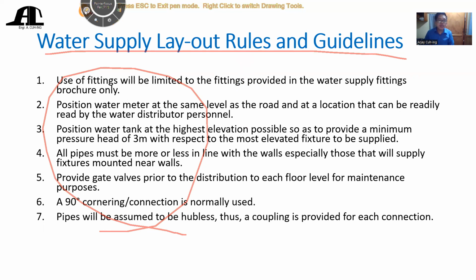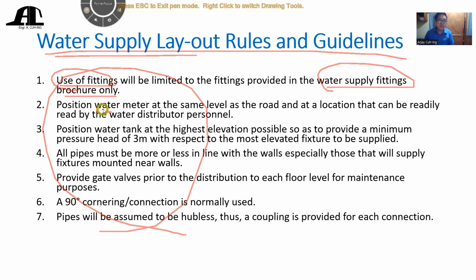Okay? So what are our rules, class, in terms of water supply layout? Same rule. I have given you a brochure in terms of the water supply fittings. Okay? So dapat yun lang, class, yung pwede natin gamitin. If you are aware of any fittings that is not in the brochure, we can use it in terms of our layout for the purposes of checking.